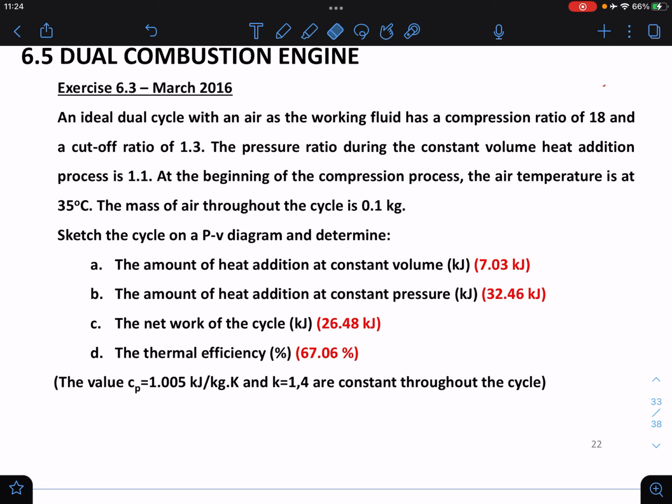An ideal dual cycle. Okay, so this is the dual cycle, with air as the working fluid, has a compression ratio of 18, so this is your RV, and a cutoff ratio of 1.3, this is your RC. The pressure ratio during the constant volume heat addition is 1.1, so this is your RP. It occurs during the constant volume heat addition process. At the beginning of the compression process, the air temperature is 35 degrees Celsius. The mass of air throughout the cycle is 0.1 kg.